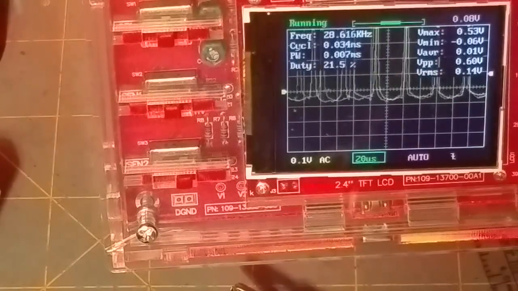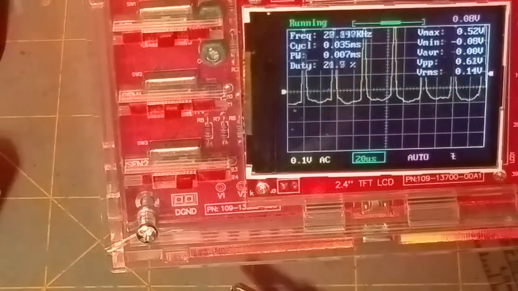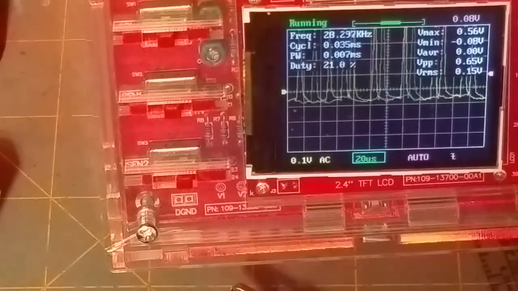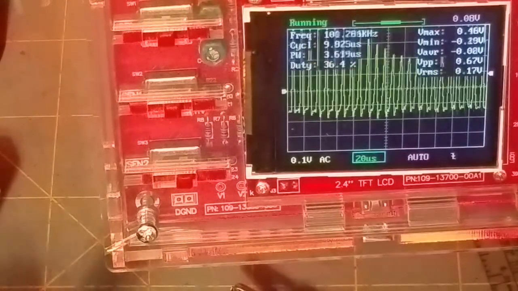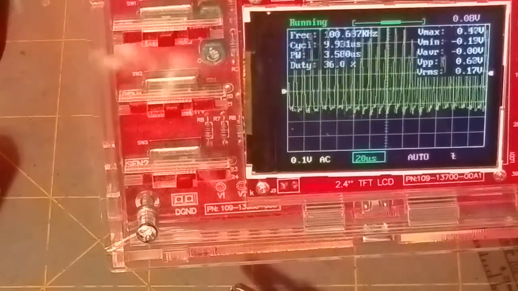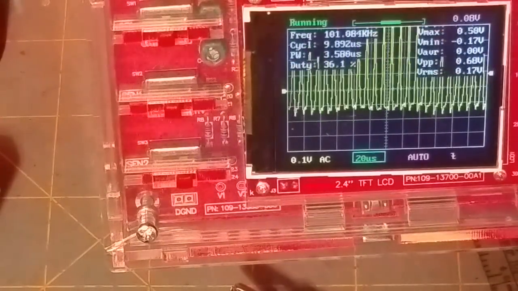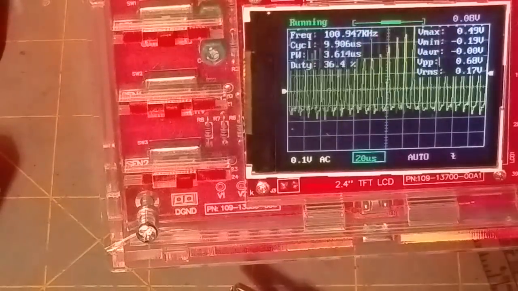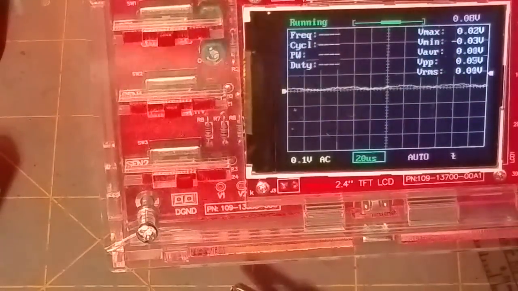So that's just the primary side doing its thing without the secondary side. But here, the secondary side is now on. And yeah, so there we go, 28 kilohertz thereabouts. Now that noise, that 100 kilohertz noise, that is just the power supply because it's a switching power supply. Now I shut it off. That goes away.